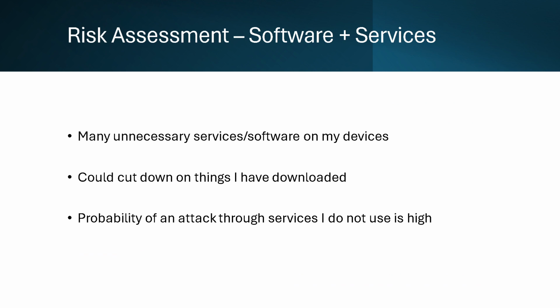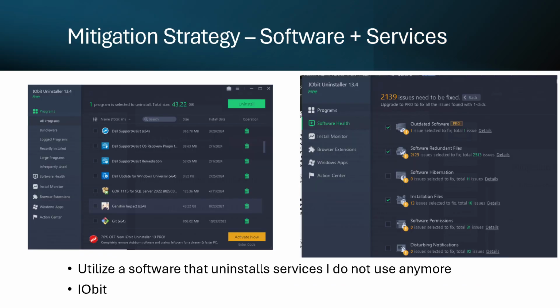Now, I have many unused services or software on my device. And this could be an issue if it's not up to date, as an attacker could use that vulnerability to access my device. So I definitely need to remove some of these services that I have. And to help prevent this from happening, I will utilize iObit, which is a software uninstaller that helps uninstall things en masse instead of just individually uninstalling things. And it also lays it out in a nice way so you can see everything and when you installed it and if you're using it at all.